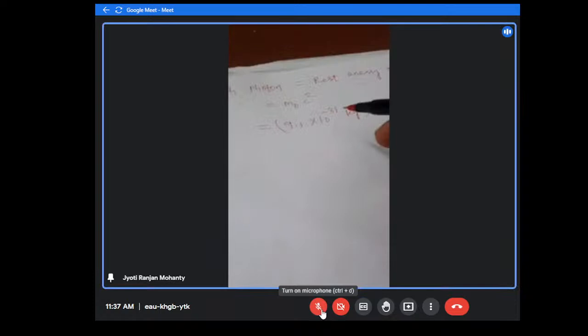9.1 into 10 to the power minus 31 kg. All of you know the mass of the electron. What is the c value? Who can say? Speed of light, 3 into 10 to the power 8 meter per second, whole square.